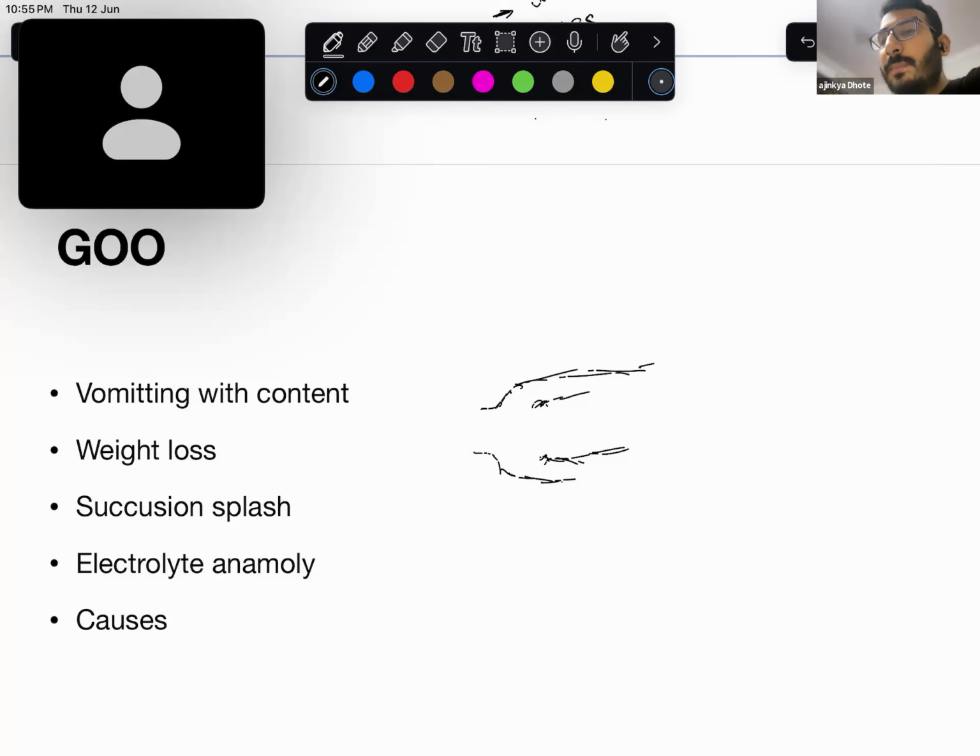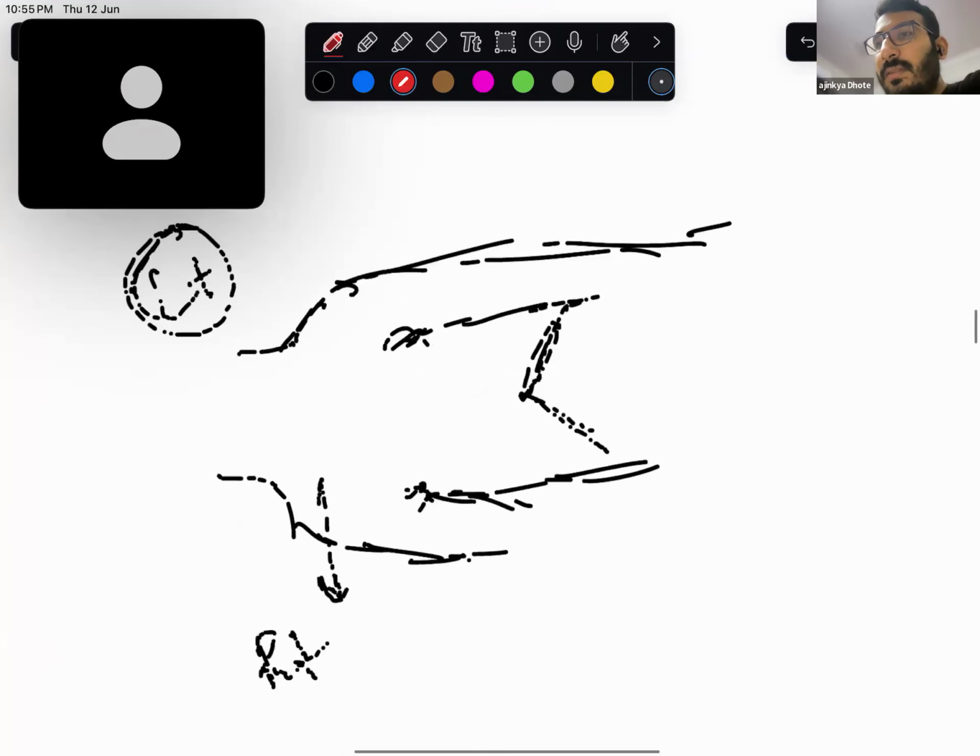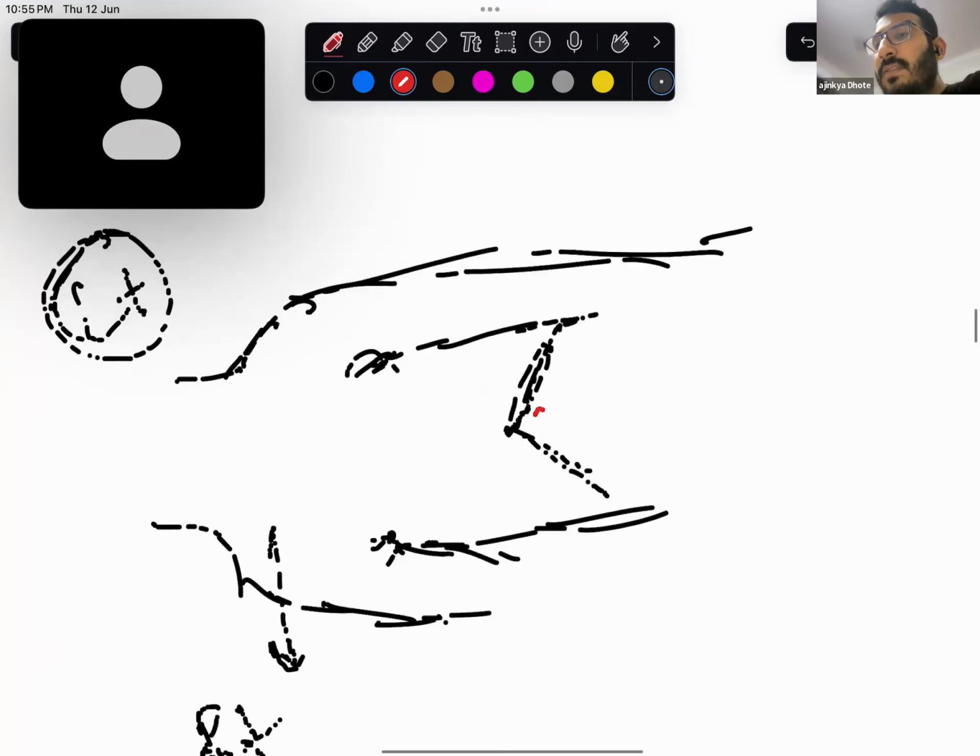Supposing this is the right side of the patient and this is the left side of the patient, suppose this is the epigastric region. What you do is, with the bell of your stethoscope, you keep it exactly in the epigastric region. Because there's GOO, there's so much fluid in the stomach that when you move the patient, you hold the left-hand side of the patient and you literally move the patient.